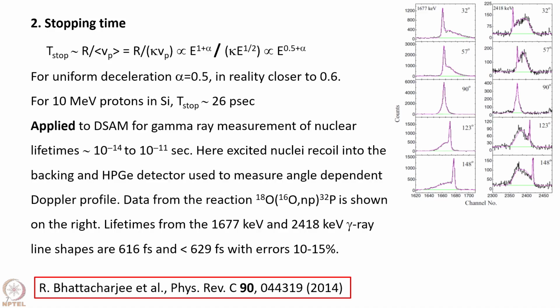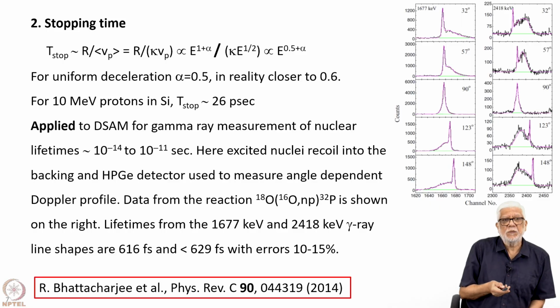Now, as I said, we will also talk about stopping time. So, one can again calculate the stopping time as the range divided by the effective velocity of the particle, and you can approximate it, and you get an E to the 0.5 plus alpha dependence. For uniform deceleration, this is about 0.5, whereas in reality it is actually closer to 0.6. So, it's actually the time is proportional to roughly E. It turns out that for 10 MeV protons in silicon, for instance, the stopping time is of the order of 26 picoseconds.